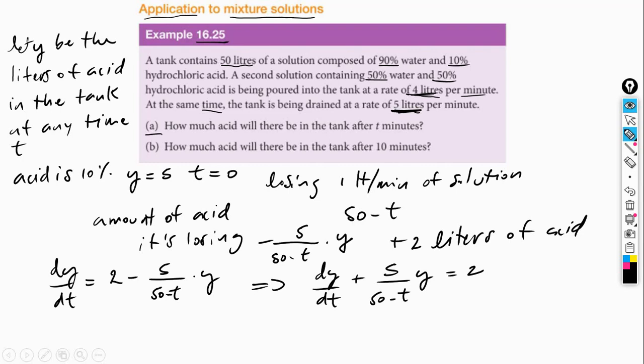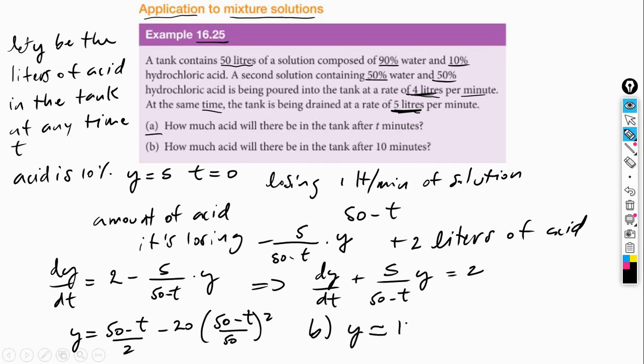You should get an answer of y equals 50 minus t over 2 minus 20 times 50 minus t over 50 squared. And then for part B, it says, how much acid will there be in the tank after 10 minutes? So that's just plugging in 10 into the equation. So you should get y is more or less 13.45 liters.